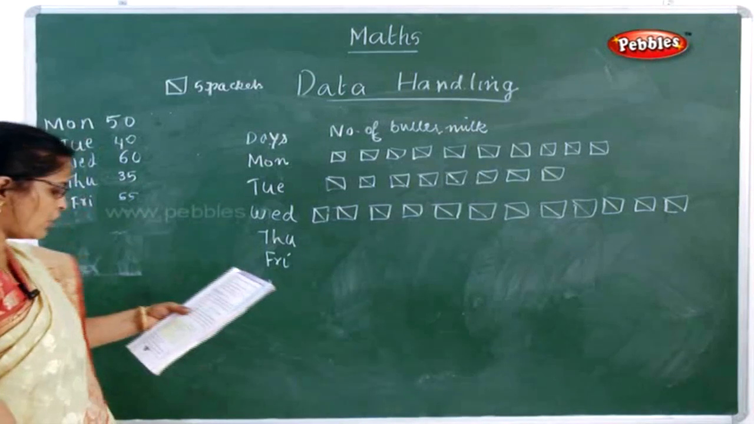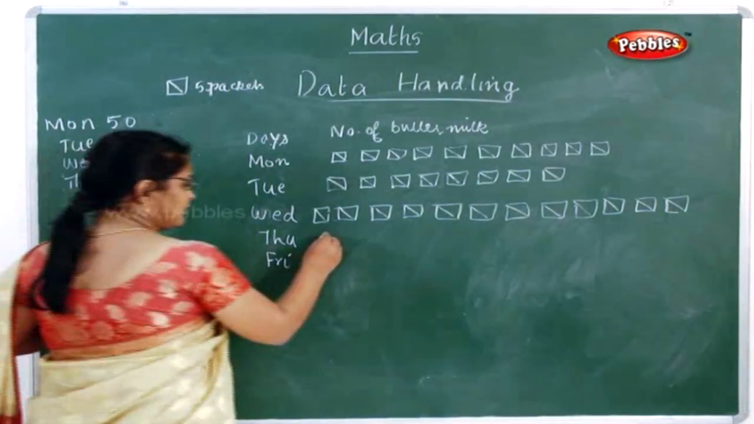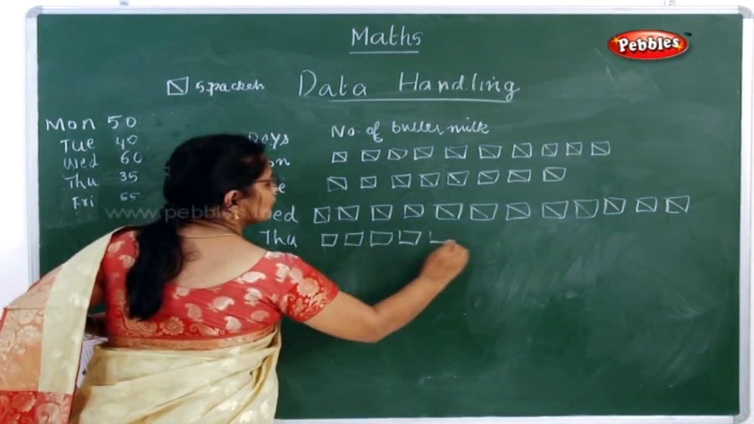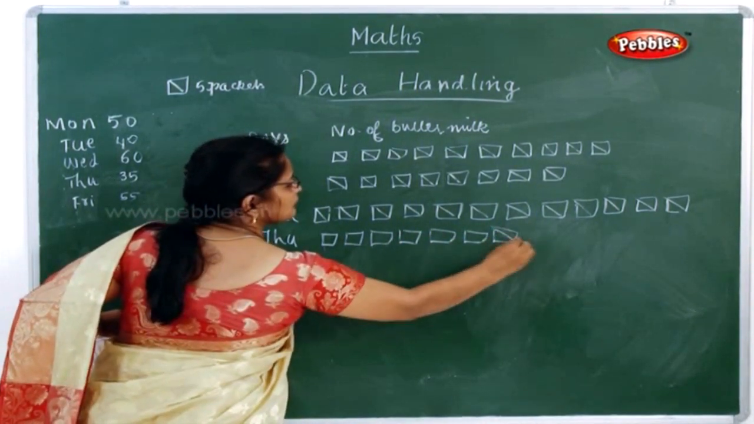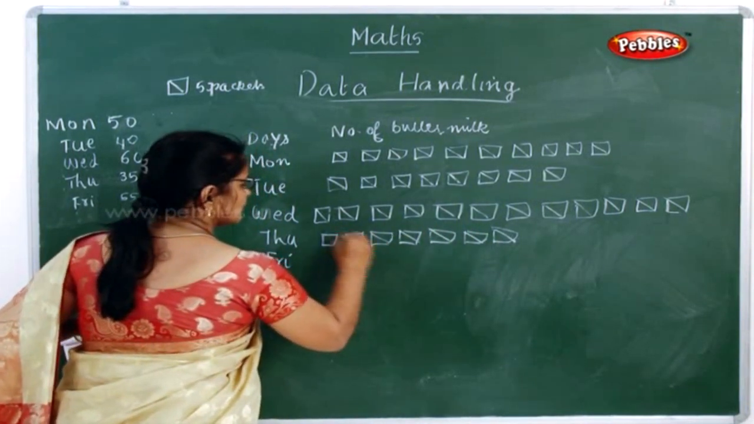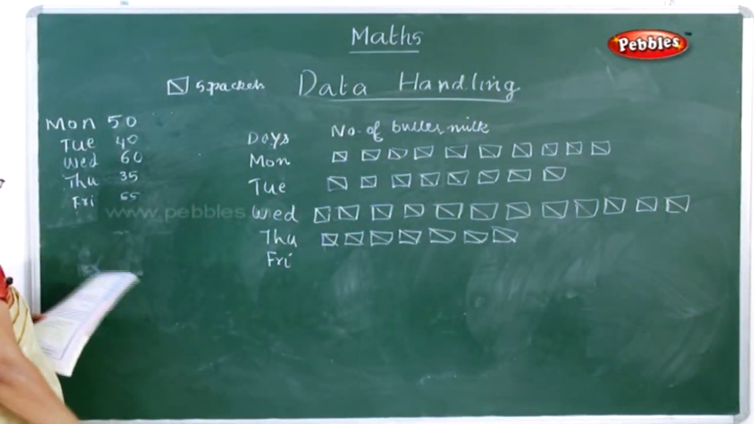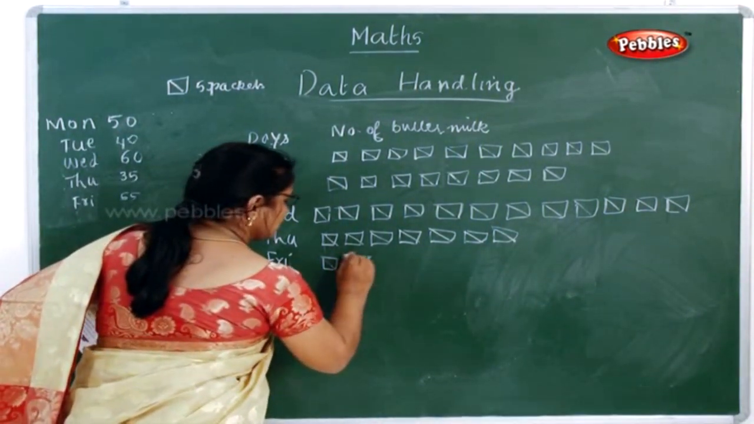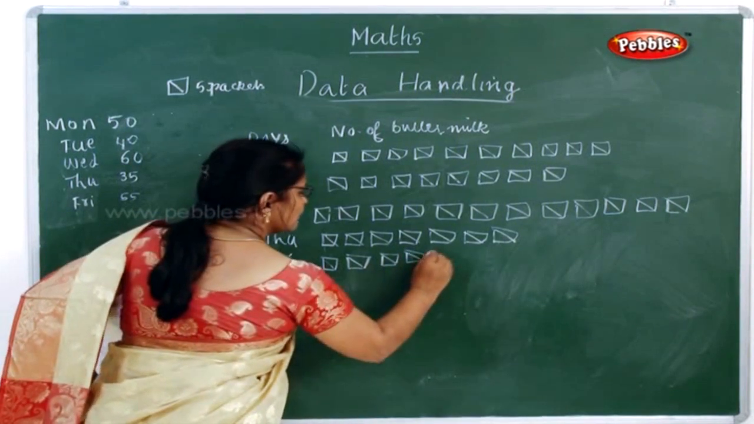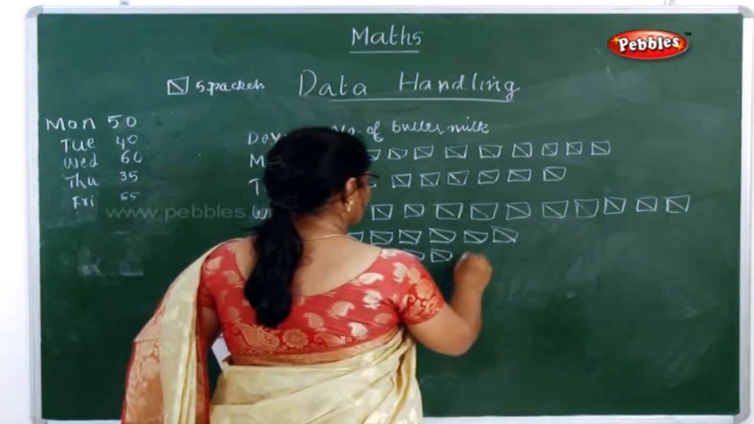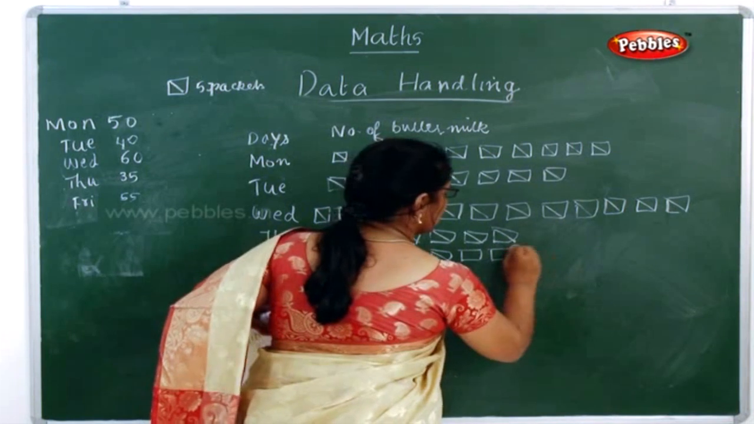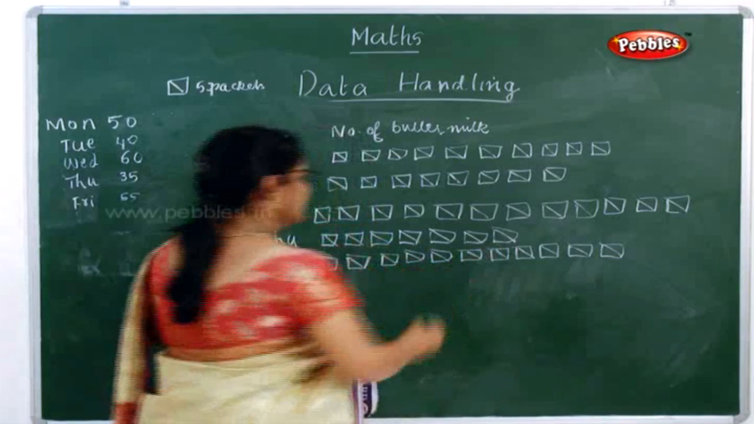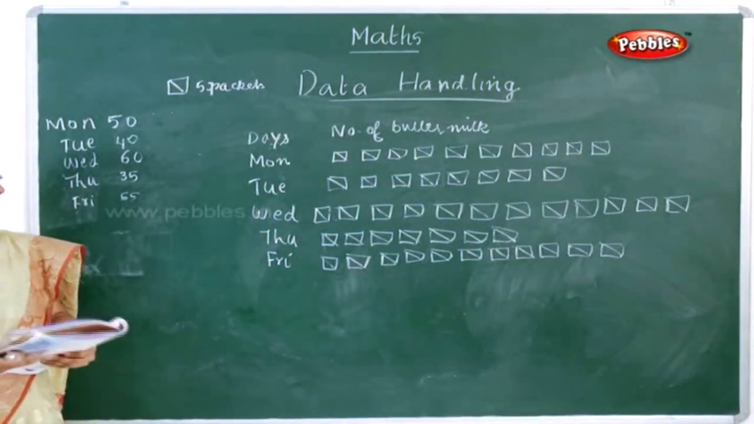Okay, now Thursday. Thursday how many were there? 35. So it means 7, because 7 5s are 35. Now Friday, how many were there? 55. That means 11 packets you have to draw, because 11 5s are 55. Is it clear now? This is how you have to draw the pictograph.